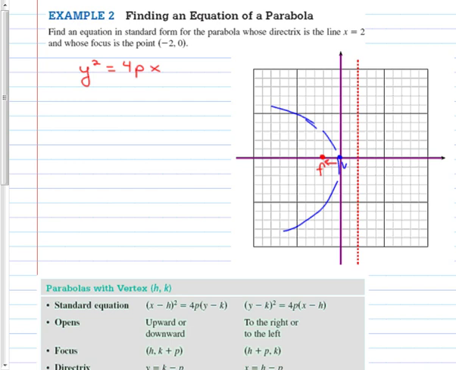2. That p distance is 2, and I know the p is a negative 2 because it's going to the left. If I was going to the right, it would be positive, just like up is positive and down is negative. So I know what my p is. All I have to do is substitute that right there, and I've got my equation. y squared equals 4 times negative 2.